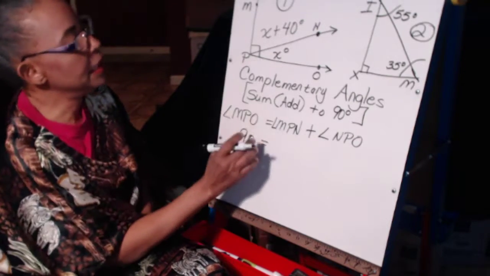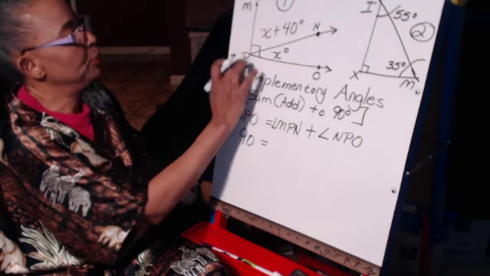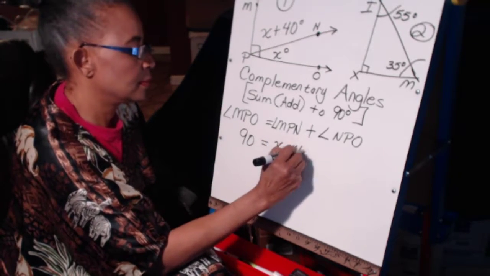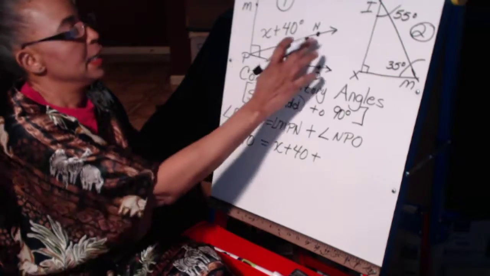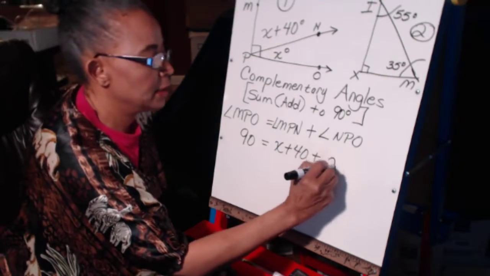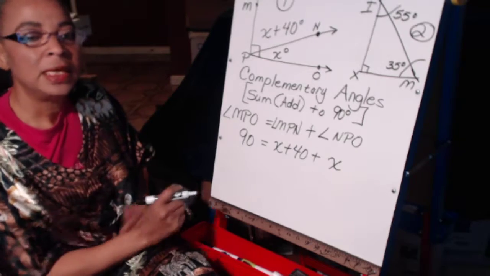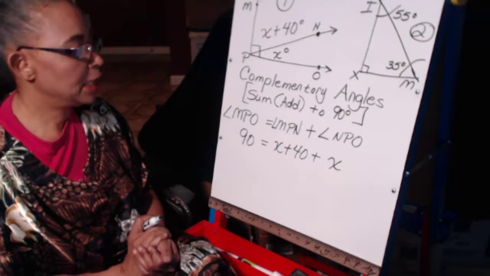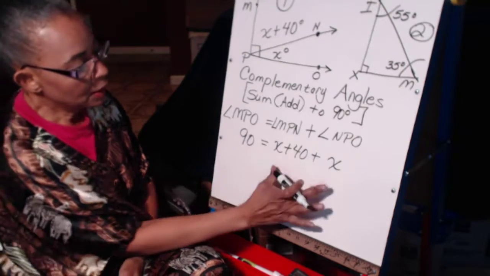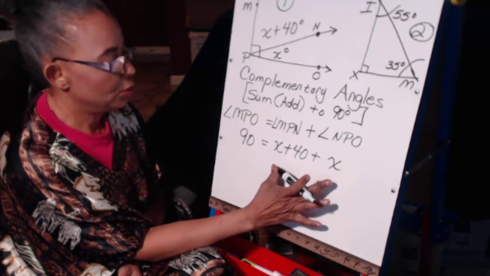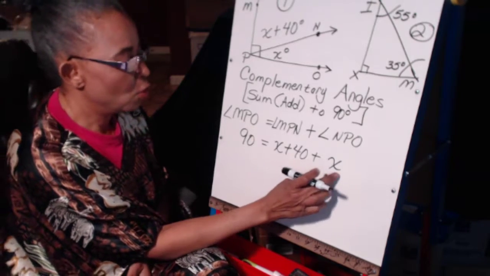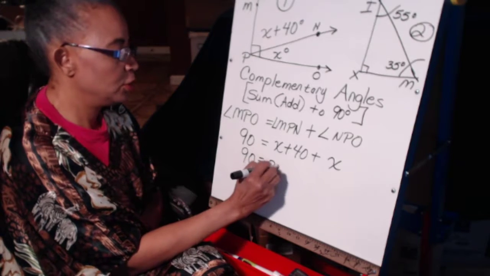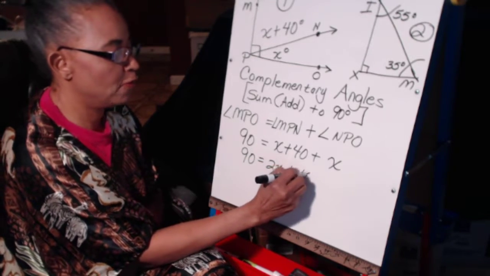Well, MPN is x plus 40 plus NPO is just x. Now, our geometry is over. Now we're only dealing with algebra. So to find the measures, we have to use the algebra. So 1x plus 1x is 2x. So 90 equals 2x plus 40.